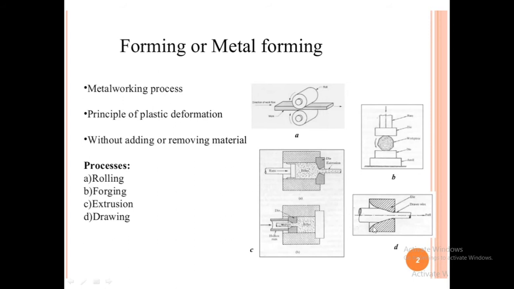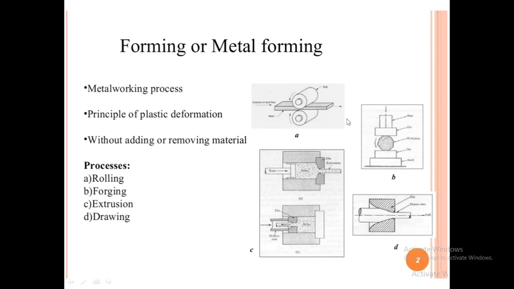Here is the billet material and we will pull this material from this side. Due to this tensile force the material will come outside, and the shape and size of the output product will be decided by the die or the design of the die.